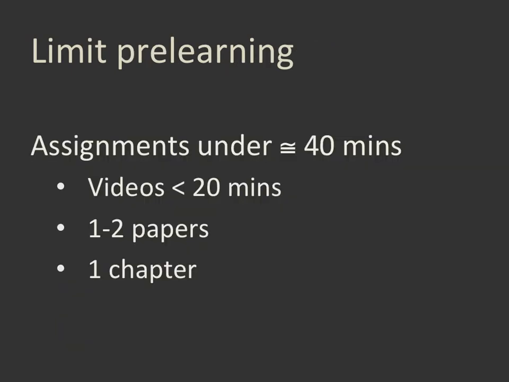You do need to limit the pre-learning. We've discovered that assignments really need to be under 40 minutes, probably 30 minutes is ideal. Keep videos to under 20 minutes or split them up into multiple short videos that the learners can look at individually. No more than one or at most two papers or one chapter to preview. I think particularly for the residents, they're all on different rotations. They have studying that's associated with those rotations, and so you don't want to overload them with pre-learning, particularly if there's multiple classroom flipping sessions going on.